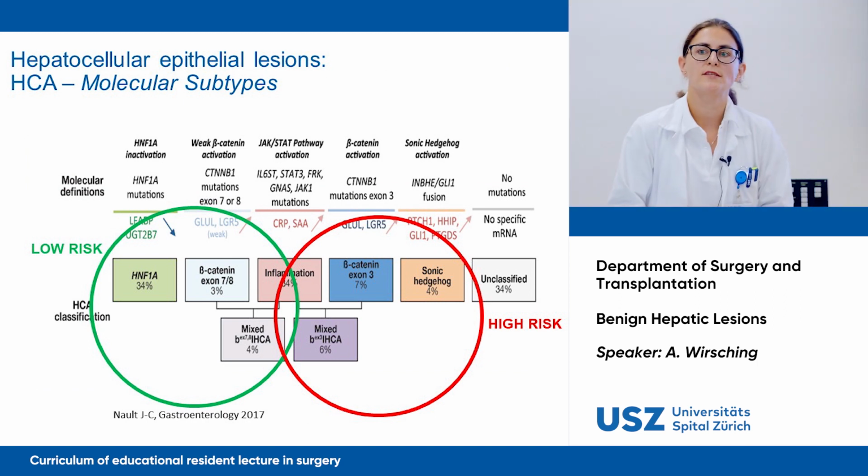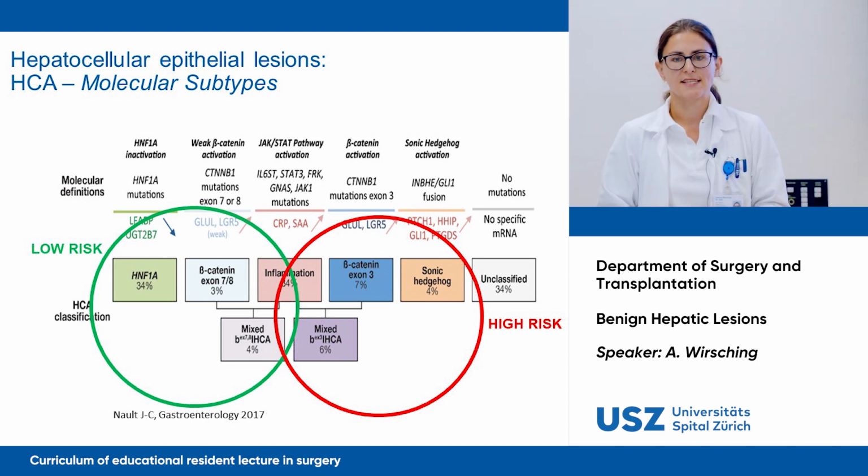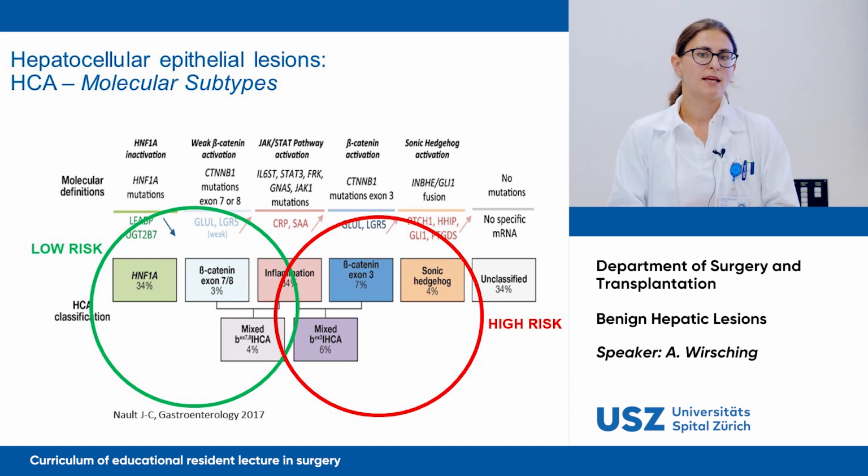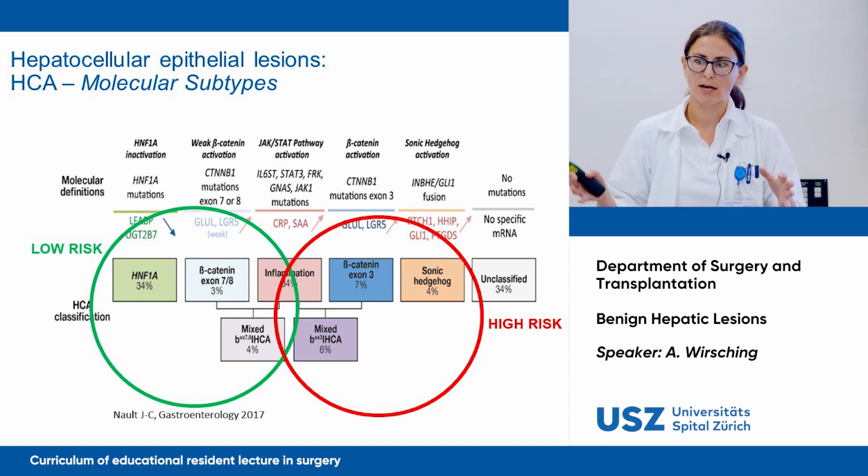Hepatocellular adenomas more recently have been extensively looked at with sequencing. So different mutations in hepatocellular adenoma have been looked at and then correlated with the outcome. And we see here the publication from 2017, Nault and colleagues, from the group, or many groups from France, which looked at about 500 hepatocellular adenomas, what molecular signature they have and what the outcome was.